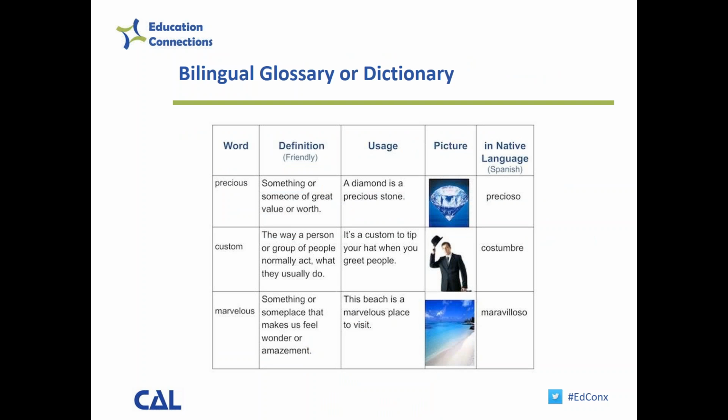Here's an example of a bilingual glossary or dictionary. It fulfills all the rules of learning vocabulary. You have the word in the left-hand column, the English word. As you notice in the next column, the definition is in student-friendly terms. Not a dictionary definition, but a student-friendly definition. An example of usage is given, a visual is provided, and a native language translation is also provided.